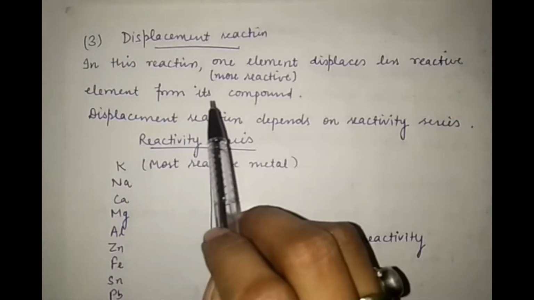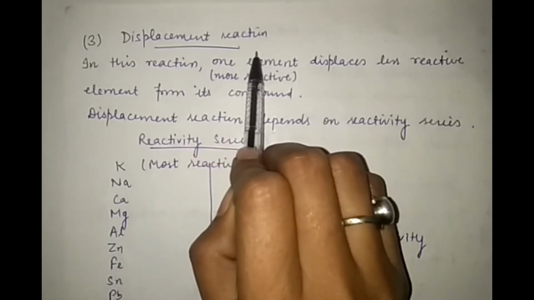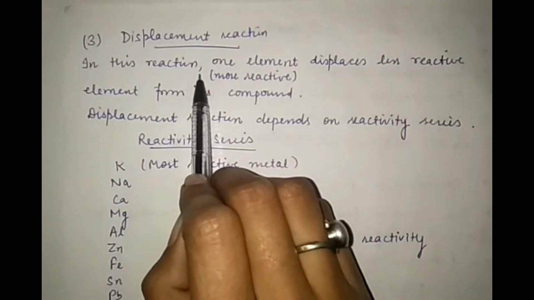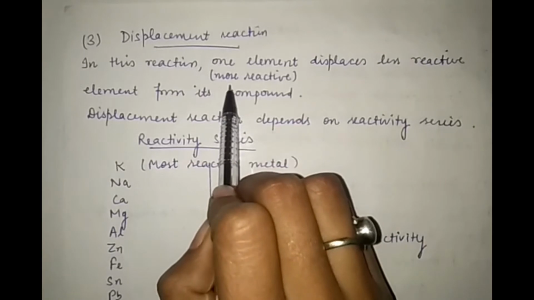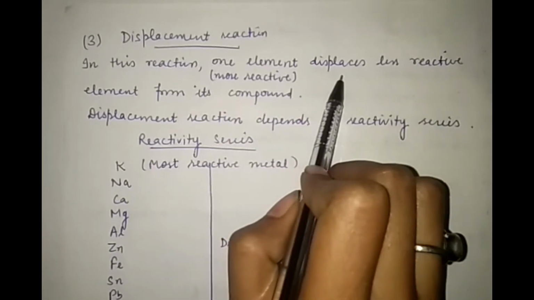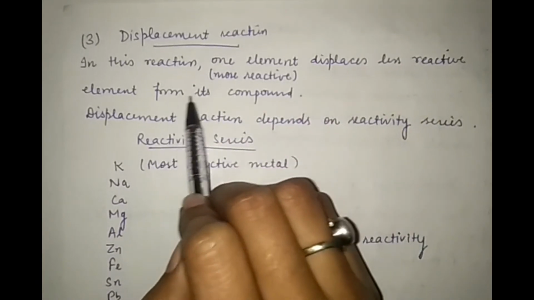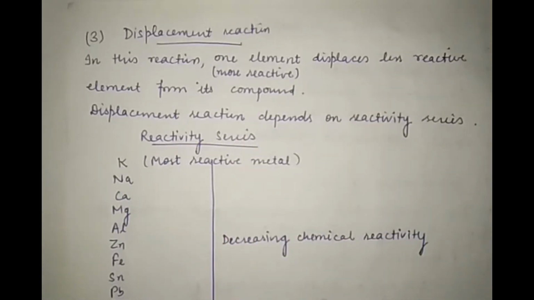The third type of chemical reaction is displacement reaction. In displacement reaction, one element, which is more reactive, displaces a less reactive element from its compound. So in displacement reaction, the reaction depends upon the reactivity of each element.